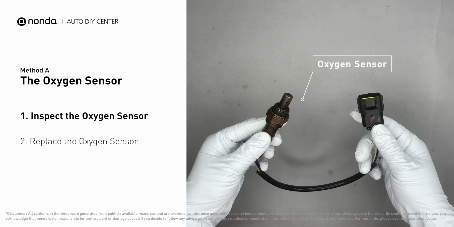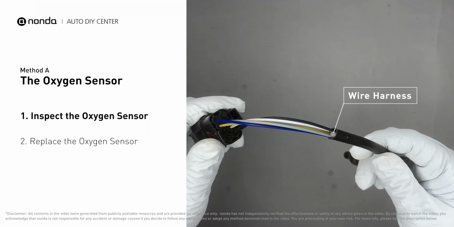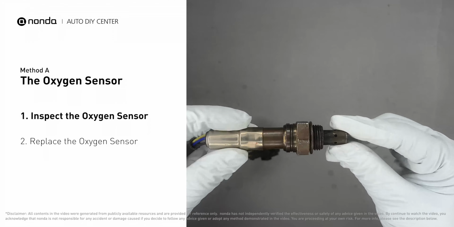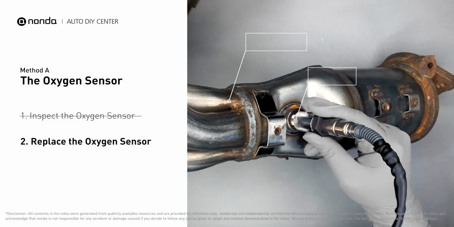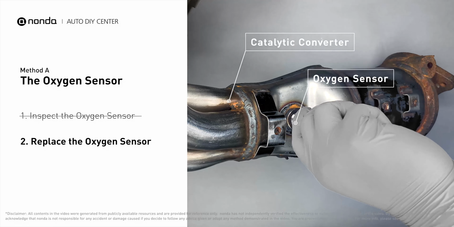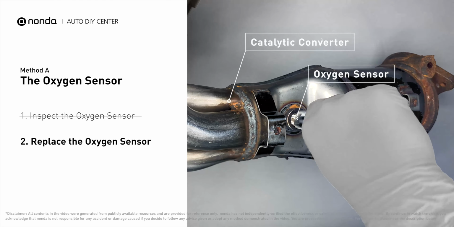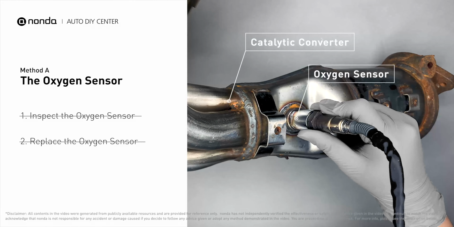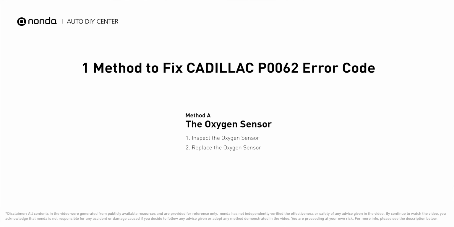Visually check the oxygen sensor's electrical connections, wire harness, and metal tabs for any damages. If damages are found, then replace the oxygen sensor. If there is no damage found on the oxygen sensor, you would need to take your car to consult professional mechanics. So here are one of the most practical solutions to fix Cadillac's P0062 error code.